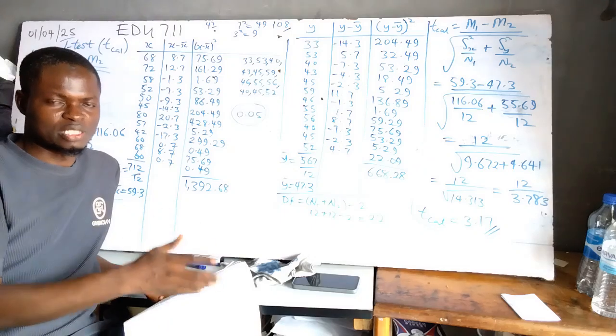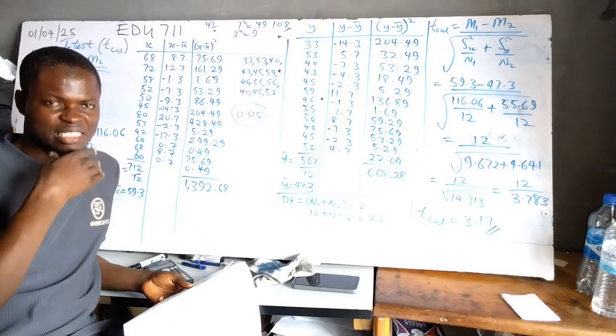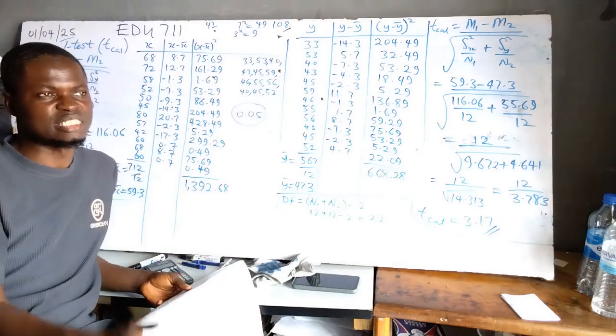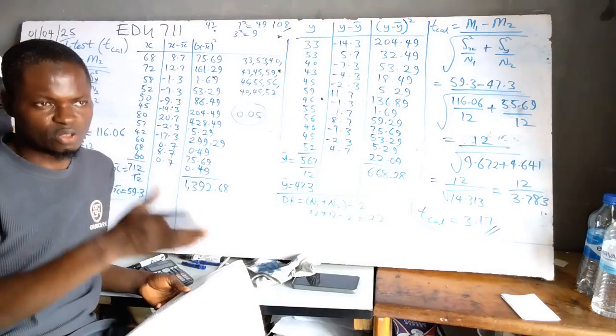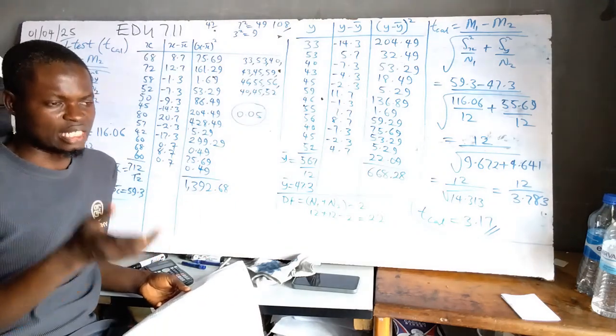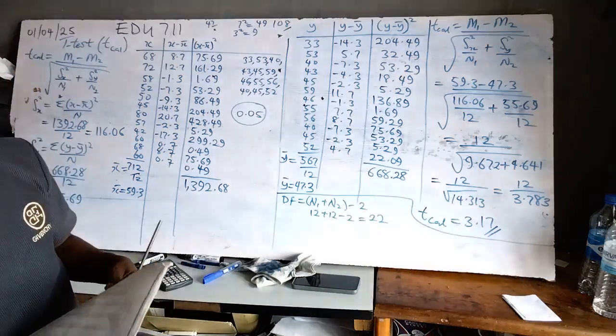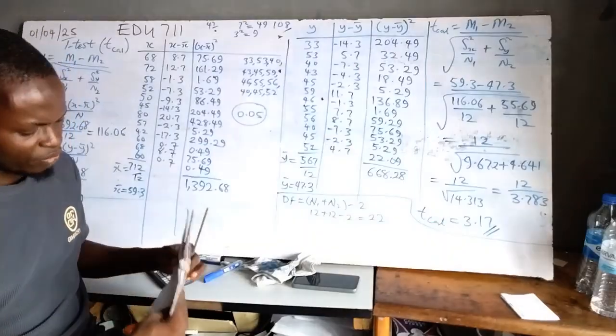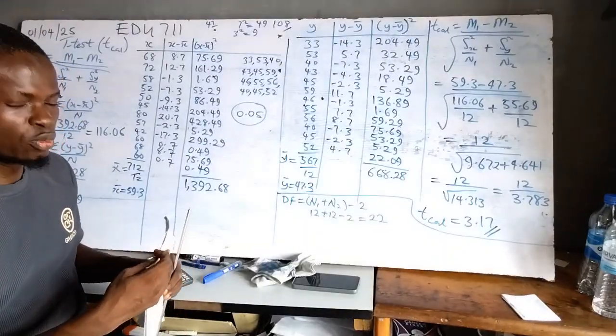Non-directional is when you are not specific, you are just asking about the difference. What is the difference? Is there any difference? It is different from this. That is non-directional and that is two-tailed. Yes, that now determines what table will be used.